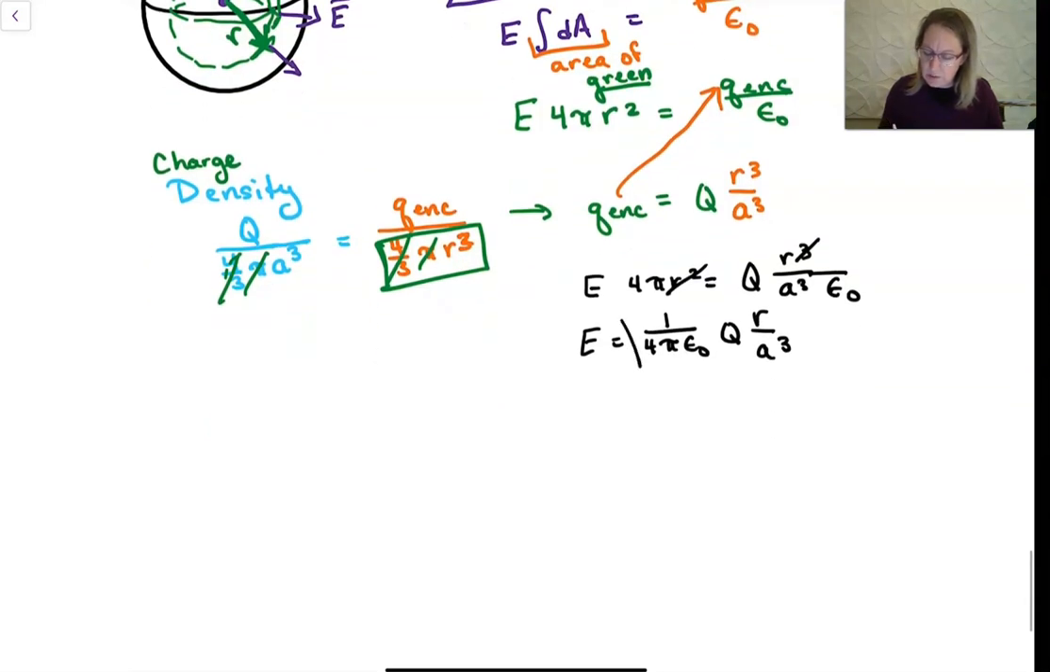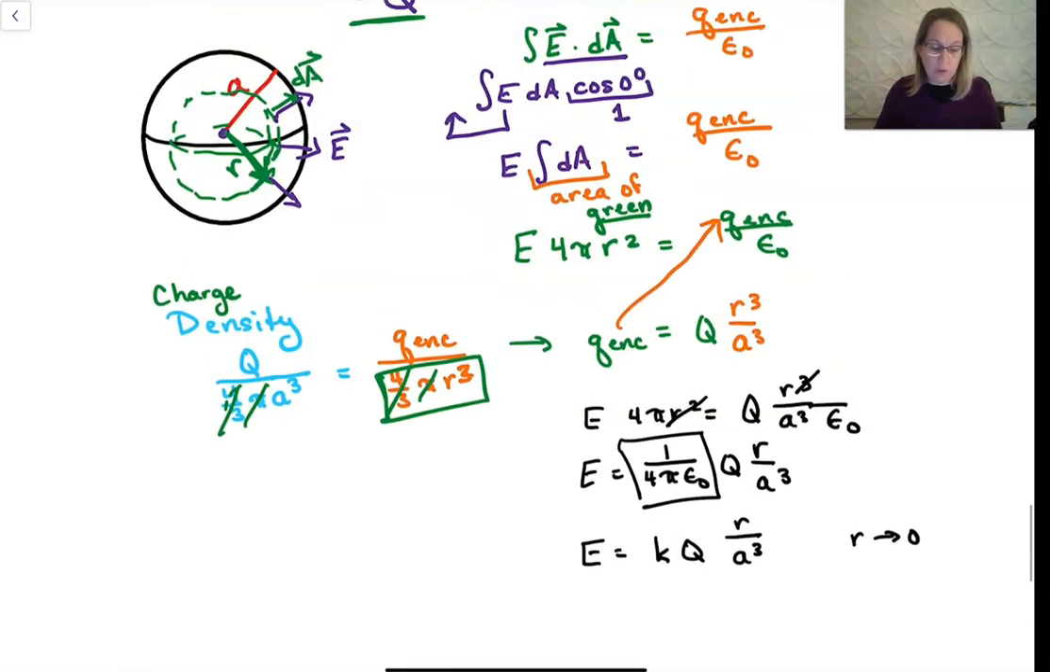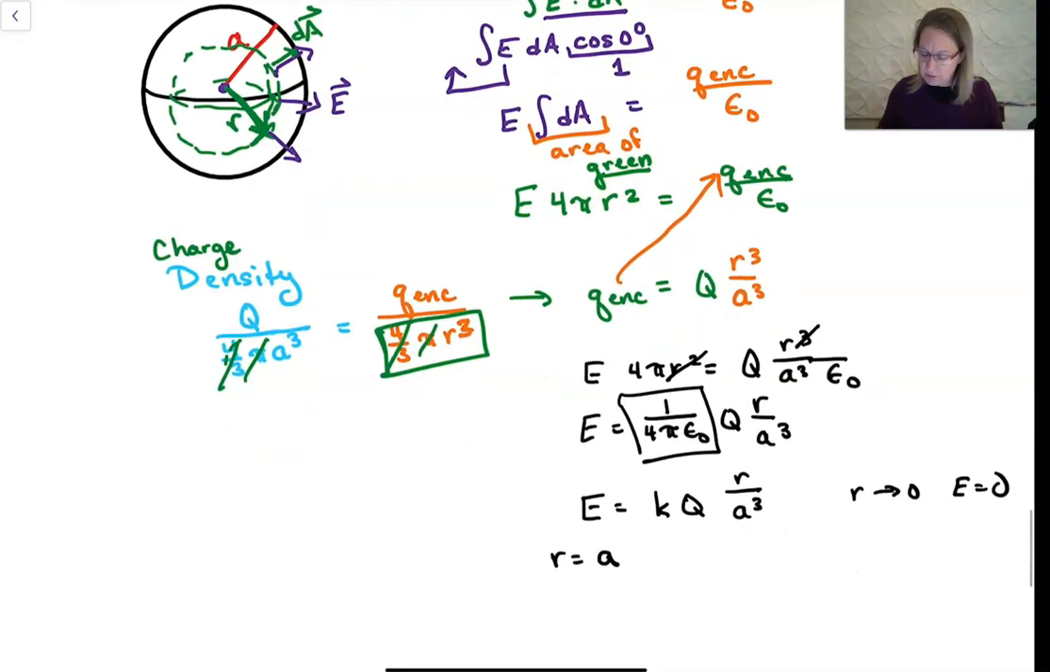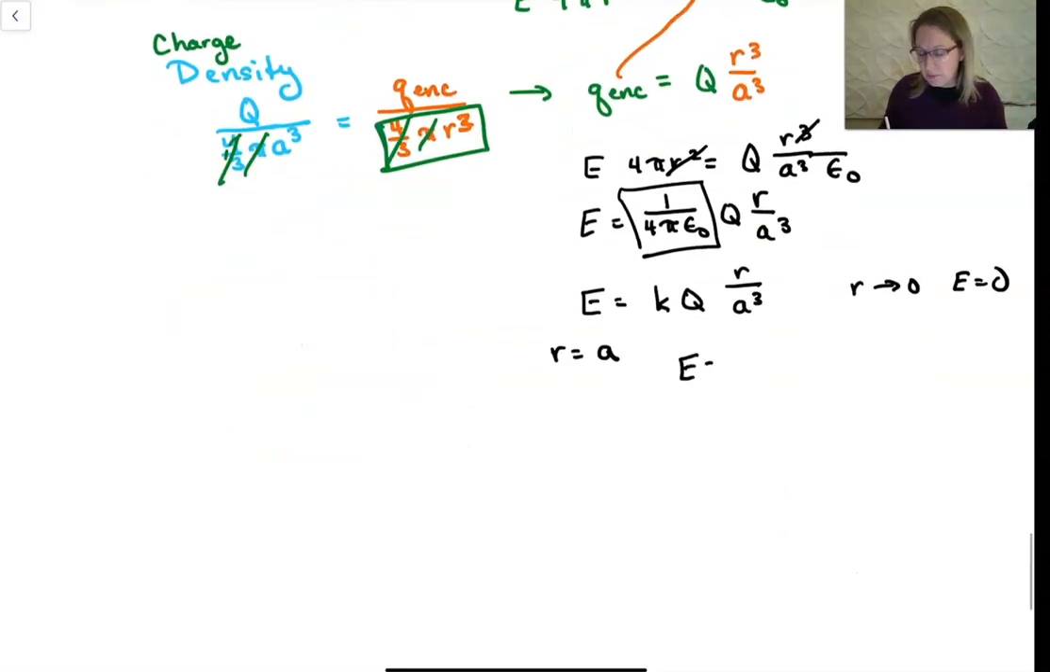Now this we recognize as our usual K, so if you'd rather write it like that, it's K Q r over a cubed. First, when r goes to 0, we're all the way at the center, there's no charge enclosed, so the electric field goes to 0, which is nice. When r is equal to a, when we enclose the whole sphere, notice we get back to what we expect. E equals K Q a over a squared, or E equals K Q over a squared, K Q over r squared.